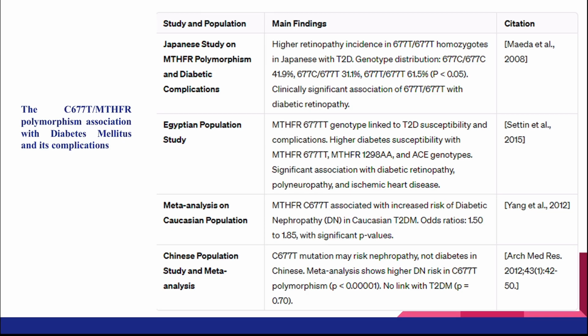Interestingly, when a meta-analysis was done for the Chinese population, it showed that it was associated with increased diabetic nephropathy, but not with the disease incidence of type 2 diabetes mellitus. That means this mutation had no link with the incidence of type 2 diabetes mellitus, but showed increased susceptibility to diabetic nephropathy, which is a complication of diabetes. So it was an interesting study which showed that although it may not cause diabetes mellitus, in susceptible patients who are diabetic, it has been shown to increase the risk of nephropathy.